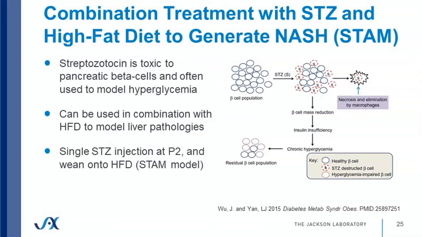As a quick summary, when STZ is injected into the mouse, it targets the pancreatic beta cell, as it's selectively taken up by GLUT2, but not other glucose transporters. Beta cells have relatively high levels of GLUT2, which results in DNA damage, leading to apoptosis and necrosis of a subset of the beta cell population, leading to a lack of insulin secretion and hyperglycemia. When this is used in combination with a high-fat diet, it can provide a model for liver pathology.